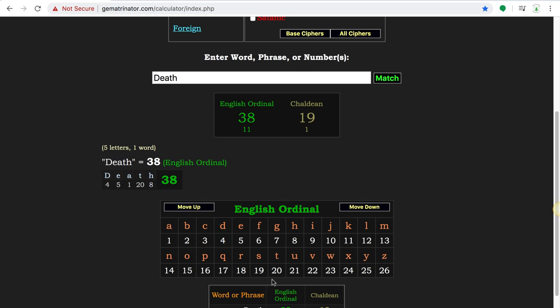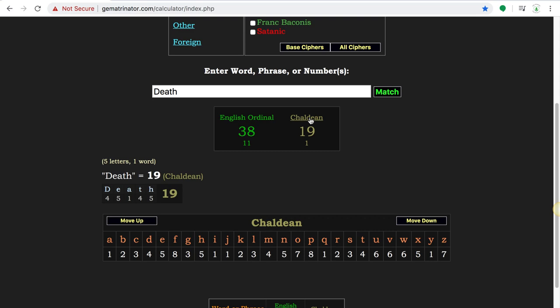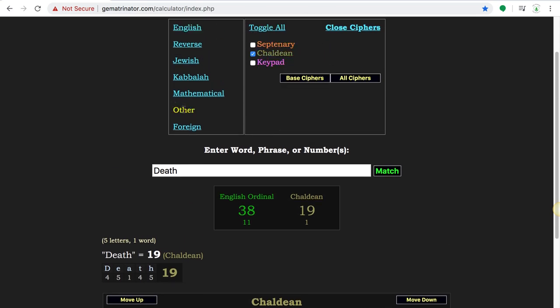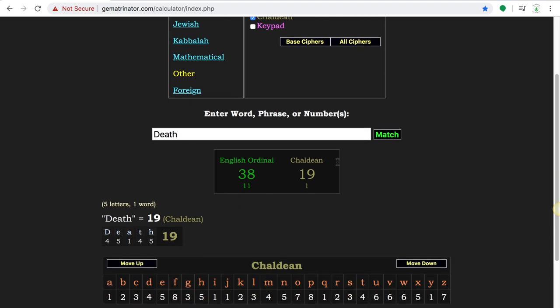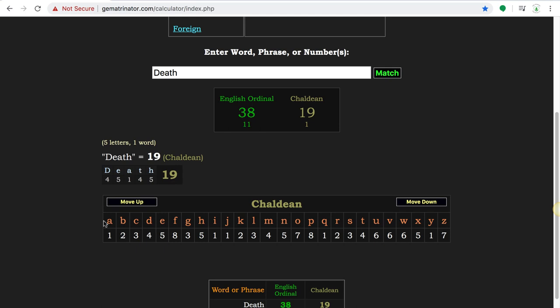Really simple. I like to use this one called Chaldean. You'll find it in the other category, and you just check off that box. This one works off of what's called phonetics, which is the vibrational frequency of letters and numbers. I feel it's far more accurate. The cipher, the breakdown, is only using the numbers 1 through 8.